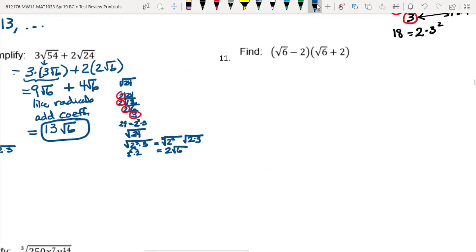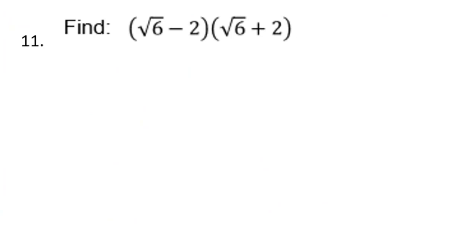Now let's look at item number 11. We're supposed to find the product: square root of 6 minus 2 times square root of 6 plus 2. Now the first thing that you should notice is that we can't work inside the parentheses because square root of 6 minus 2, these are not like terms or like radicals. 2 doesn't have a square root of 6 attached to it, so there's nothing we can do with that.